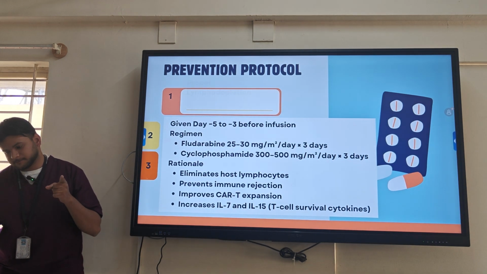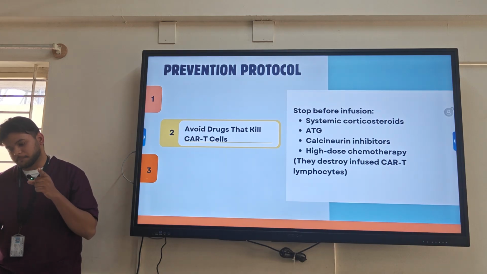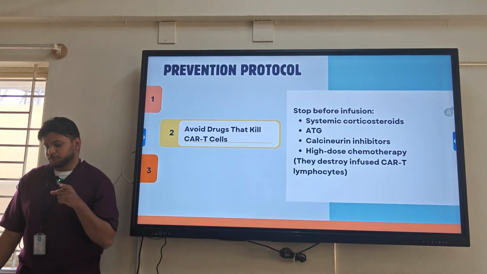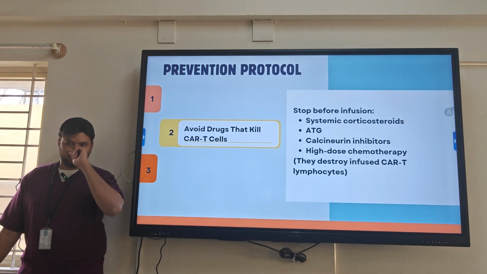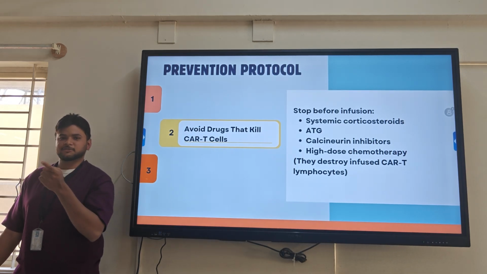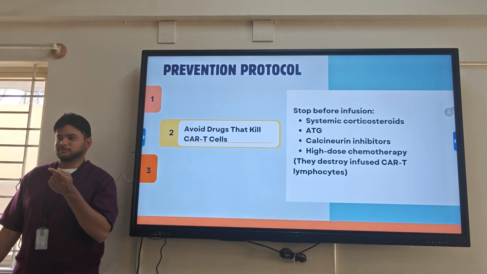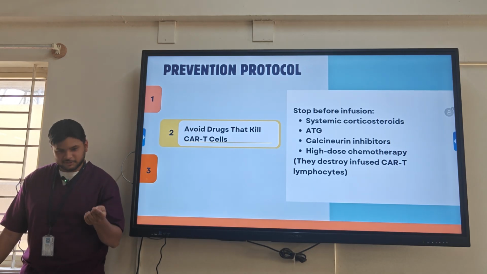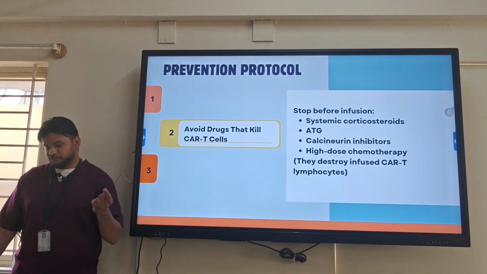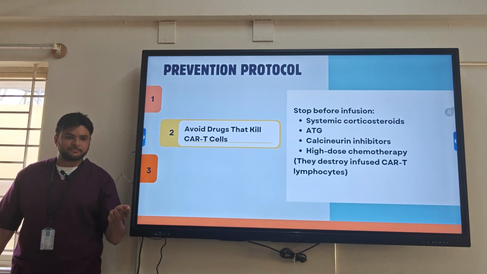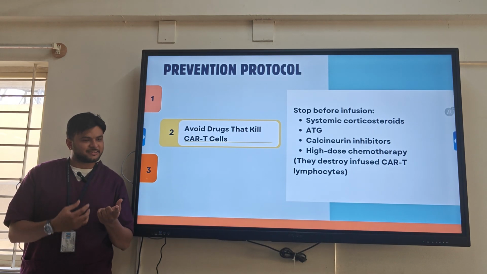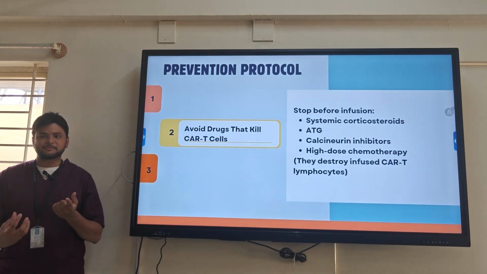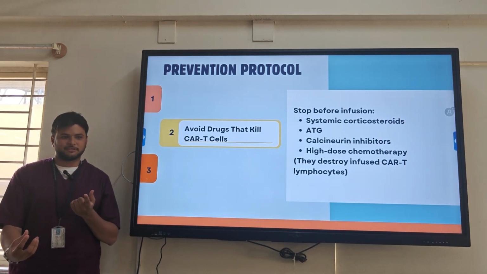Okay, the second strategy will be to stop systemic corticosteroids before infusion. Can anybody say what a systemic corticosteroid is? Why are we avoiding it? Inflammation. Yeah, anti-inflammation. Exactly, inflammation is because of the immune response, isn't it?